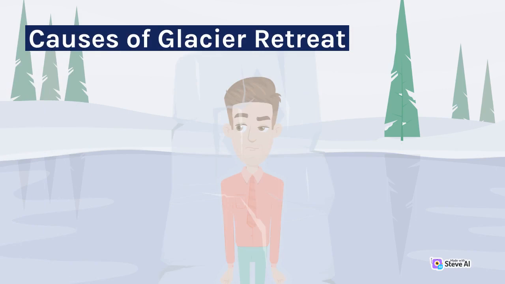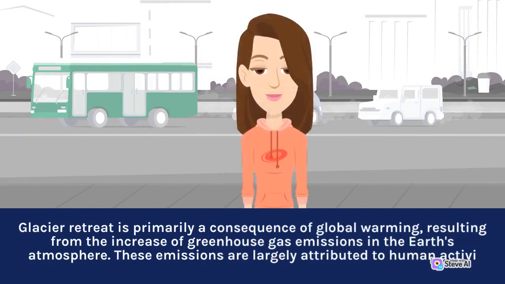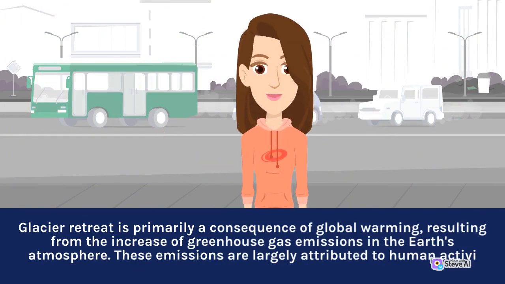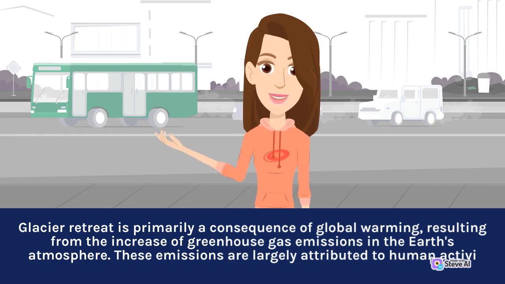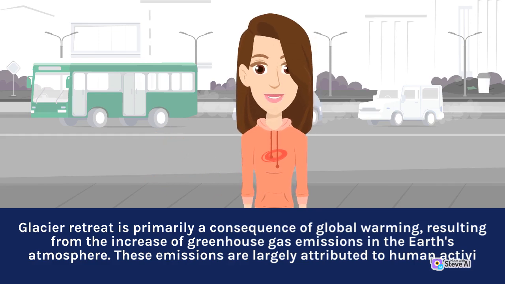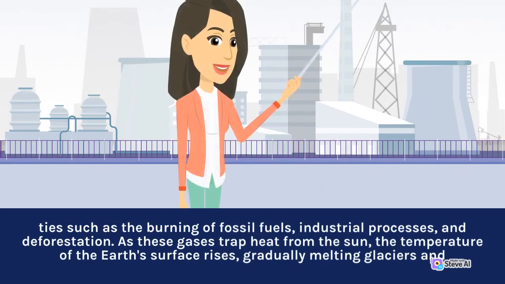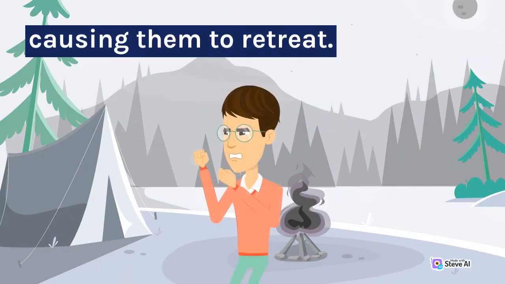Causes of glacier retreat. Glacier retreat is primarily a consequence of global warming, resulting from the increase of greenhouse gas emissions in the Earth's atmosphere. These emissions are largely attributed to human activity, such as the burning of fossil fuels, industrial processes, and deforestation. As these gases trap heat from the sun, the temperature of the Earth's surface rises, gradually melting glaciers and causing them to retreat.